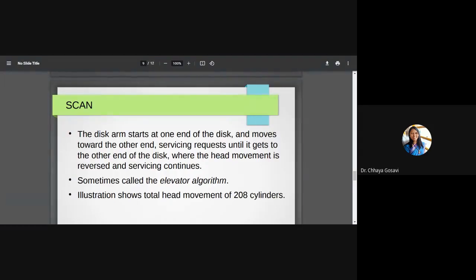I'm showing you the slide for the SCAN algorithm. The disk arm starts at one end of the disk and moves towards the other end, serving requests until it gets to the other end of the disk. If we assume our head is moving towards the left-hand side, it will go till 0. If our head is moving towards the right-hand side, it will move towards the last cylinder. Now in total we have 100 cylinders, so at cylinder 99 the head movement is reversed and serving continues. So it will continue serving while coming back. Sometimes it is called the elevator algorithm.